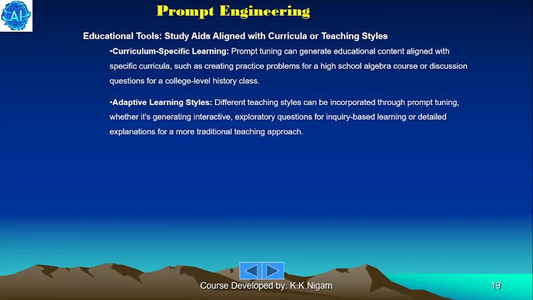Educational tools: study aids aligned with curricula or teaching styles. Curriculum-specific learning: prompt tuning can generate educational content aligned with specific curricula, such as creating practice problems for a high school algebra course or discussion questions for a college-level history class. Adapting learning styles: different teaching styles can be incorporated through prompt tuning, whether it's generating interactive, exploratory questions for inquiry-based learning or detailed explanations for a more traditional teaching approach.